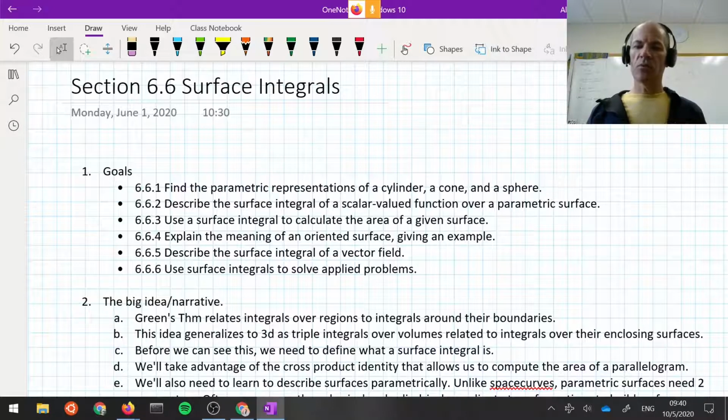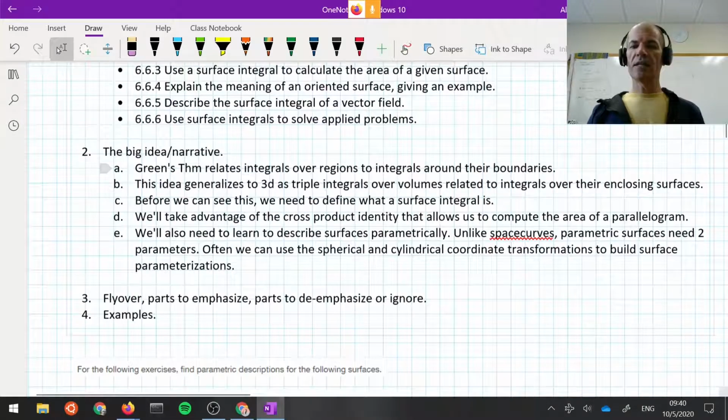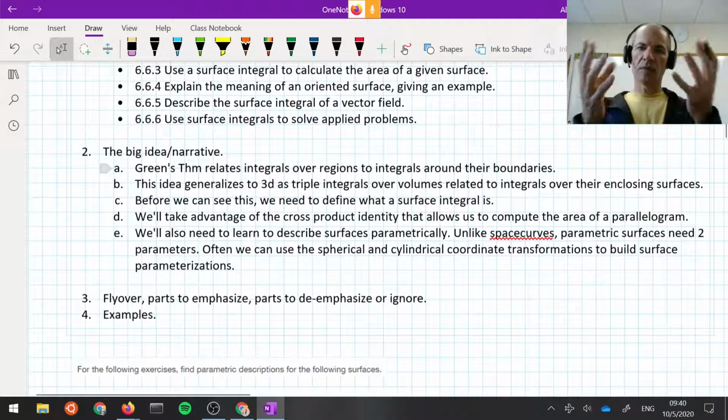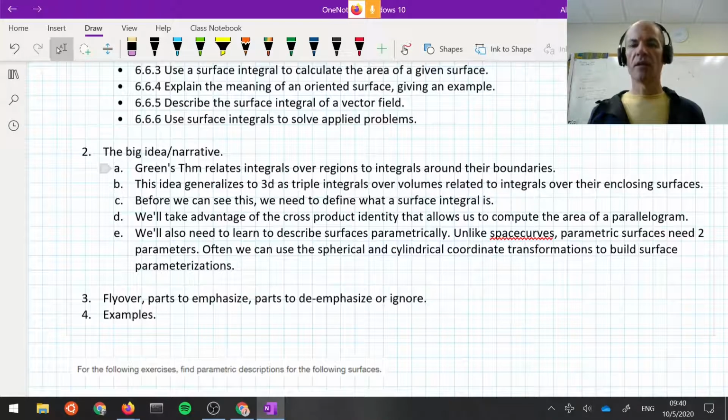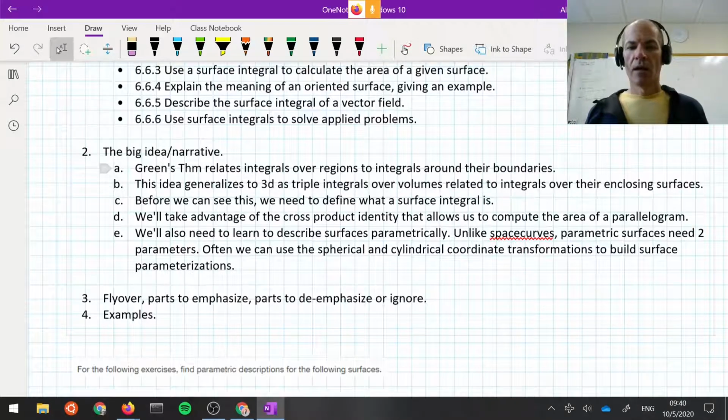Once we do that, we'll define a generic surface integral, the so-called scalar surface integral, and then we'll move on to computing fluxes in a vector version of the surface integral. I've already hit on some of the big ideas, how Green's theorem relates 2-dimensional integrals to 1-dimensional line integrals. Here we're generalizing to the 3-dimensional situation, where triple integrals over a volume are related to double integrals over the surface. Before we do that, we need to define what the surface integral is, and so on.